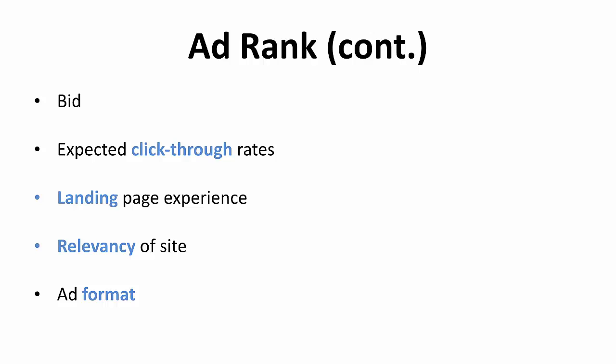Ad format is how you present your information to the users, such as the phone numbers, site links, website's domain, and the other headlines. This is all the factors Google will look at under the ad format category.